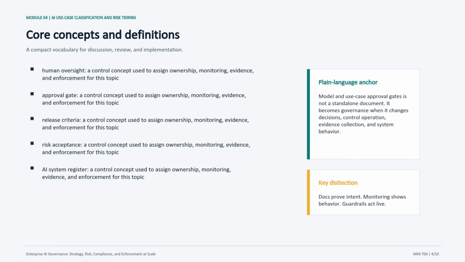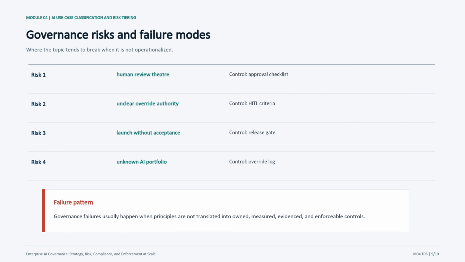Now that we have the vocabulary, we can turn it into a risk conversation. Where does this topic break down when the enterprise does not operationalize it? This is where the discussion becomes more concrete. I would tell the class every governance topic has failure modes, and our job is to name them before the system is already in production. The risks listed here are tied to controls because a risk without an owner or control is just an observation.